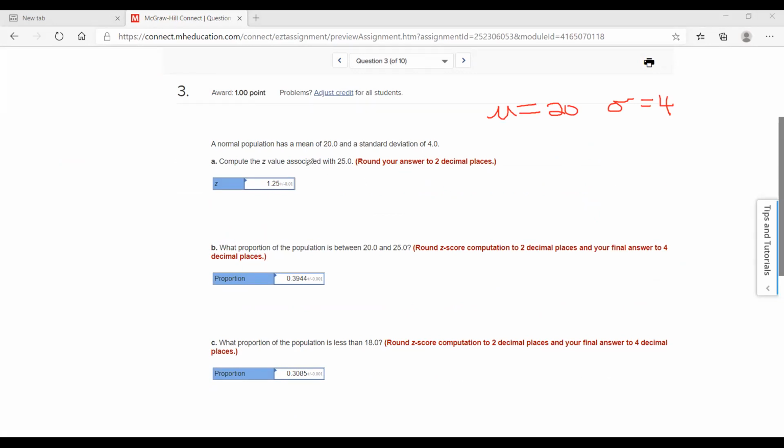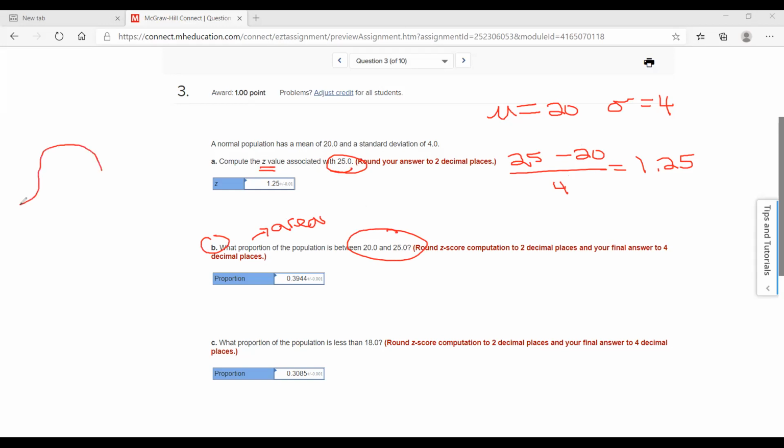The idea here is they want the z value associated with 25. So of course you take 25, that's your x, minus the mean of 20, and then divide that by 4, and you're going to get right at 1.25. Pretty simple. Part B, they want you to figure out the proportion. Remember, when they say proportion, that also means the area, or we're going to later on refer to that as the probability. They want us to look up between those two numbers.